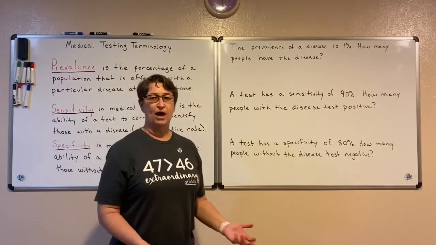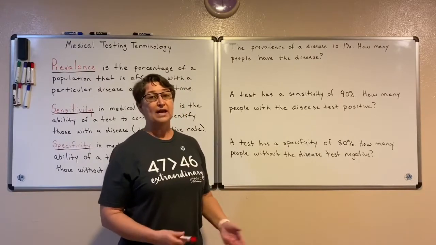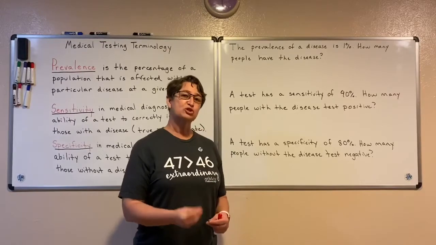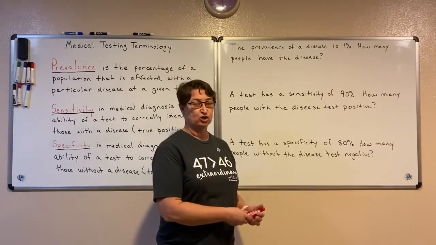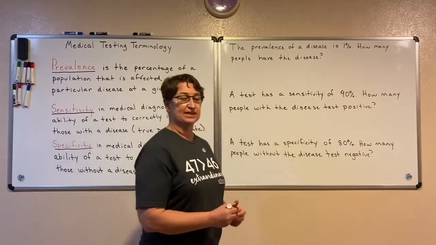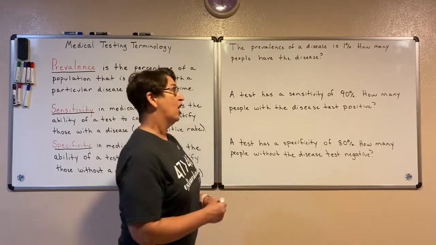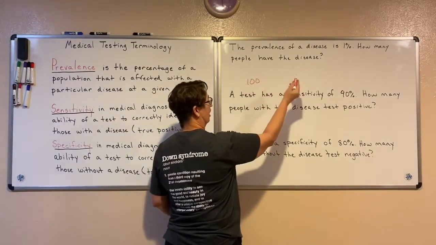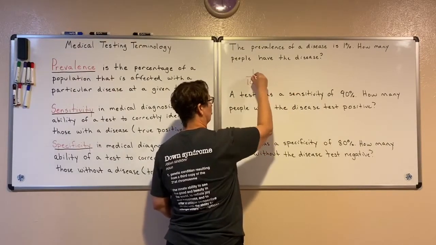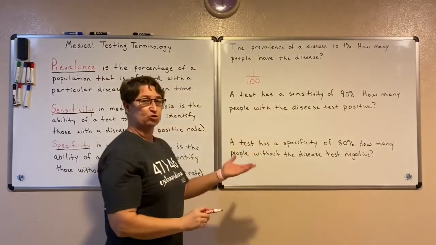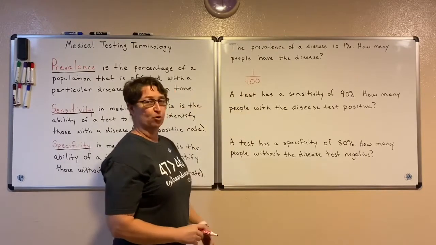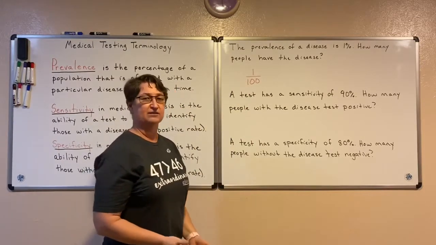How many people have the disease? Well, it depends on the size of our population. 1% of the population is expected to have that disease. So if I have 100 people, 1% of 100 is just 1. That's what 1% means. It means 1 out of 100. So 1 out of every 100 people would be expected to have that disease.